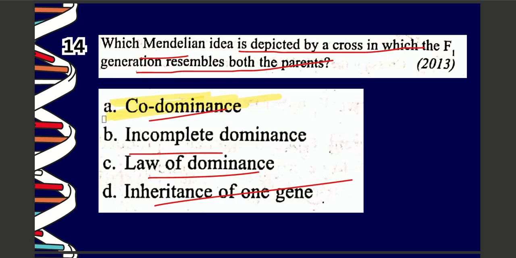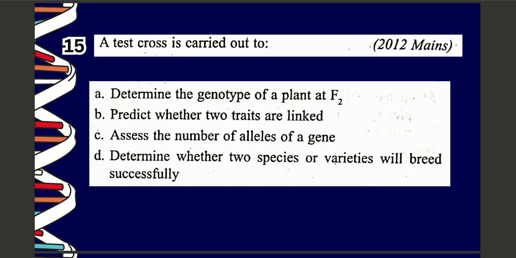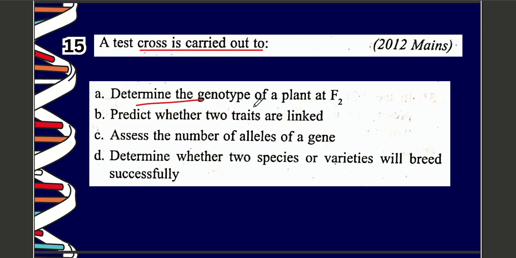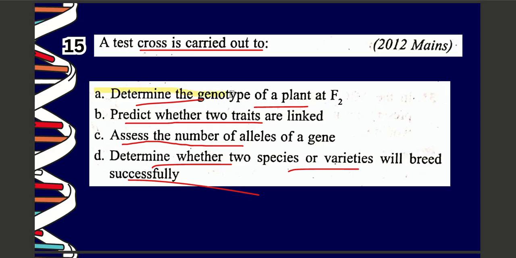Next question. Question number 15. A test cross is carried out to A. Determine the genotype of the plant at F2, B. Predict whether two traits are linked, C. Assess the number of alleles of a gene, D. Determine whether two species or varieties will breed successfully. The correct option is option number A, which is determine the genotype of the plant at F2.